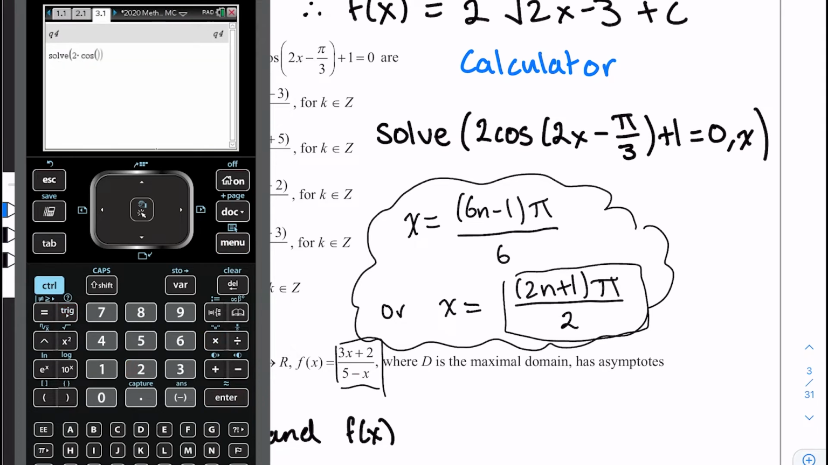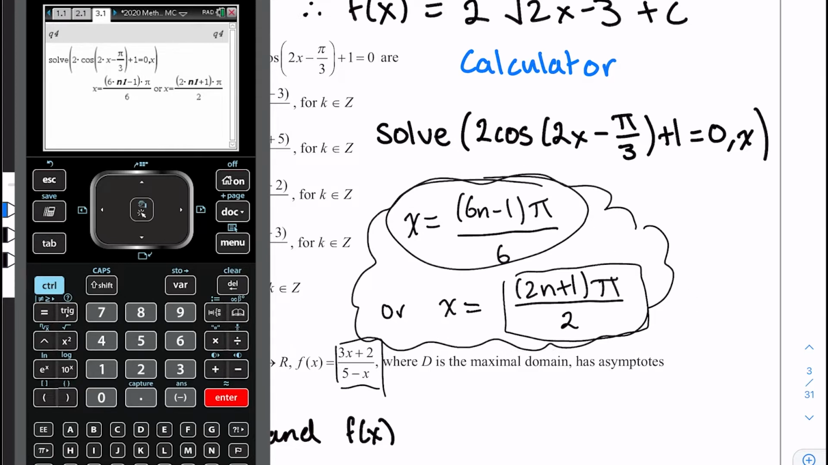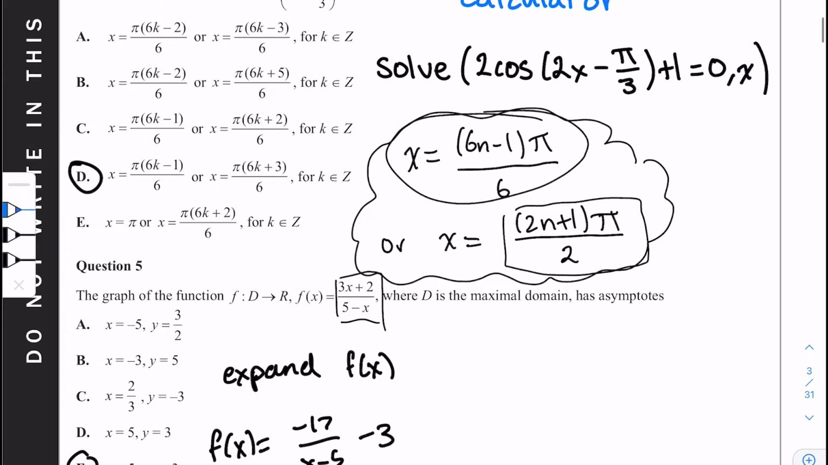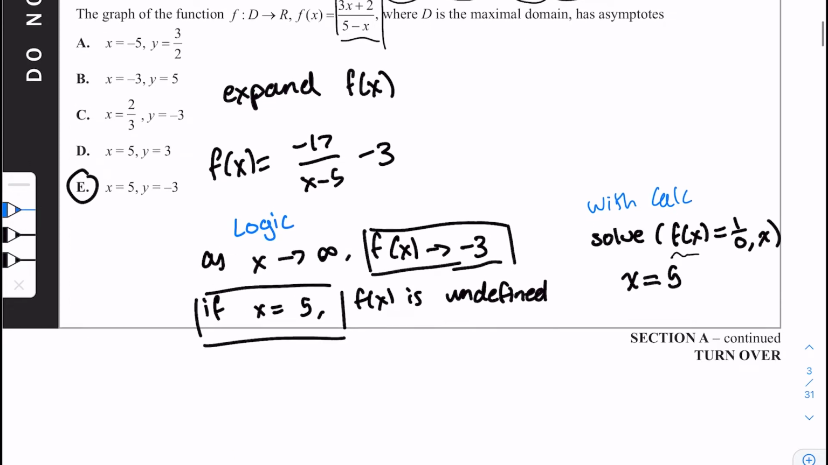Once you've chucked it into the calculator and you solve it for what x is equal to, then you get these 2 things here. All of these ones have a denominator of 6. So all you have to do is change the 2 into a 6 and then multiply top by 3 and you end up getting D. Pretty simple question. In your calculator you get n instead of k, so you realize that n is equal to k, and a bit of intuition. Very easy question though. All right, question 5.